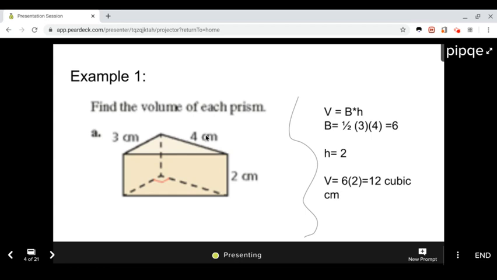So do pay attention also to the units, as that is going to tell us what we are working with. In this case, since we are talking about centimeters, then our answer will be in cubic centimeters, since we are talking about volume. And we are using 3 components.